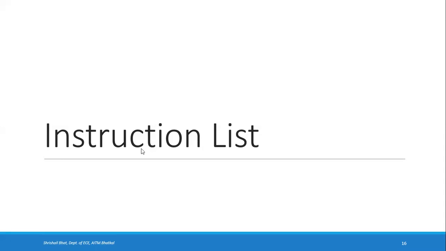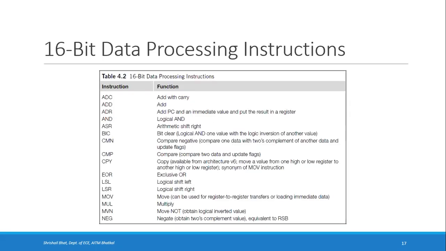Hello everyone. So in the previous session, we have seen some of the basics of assembly language programming in ARM Cortex M3 processors. Today we will have a look at some of the instructions. We will see the list of different types of instructions and their descriptions. We have different types of instructions just like in any other microcontroller.